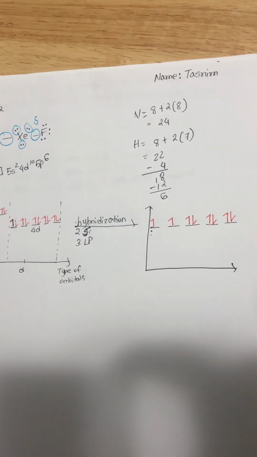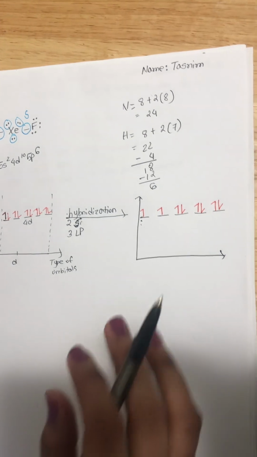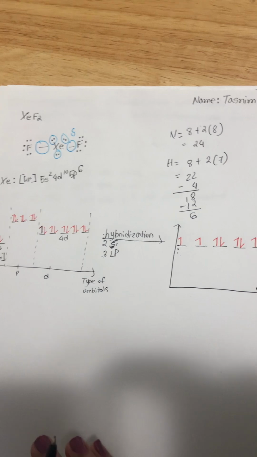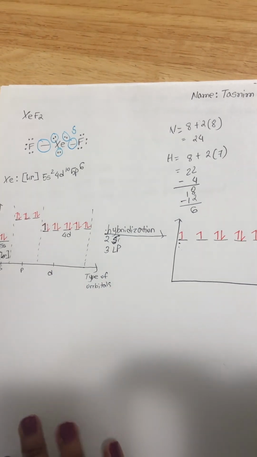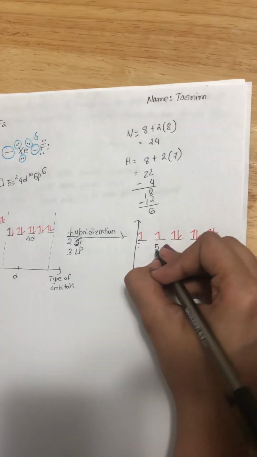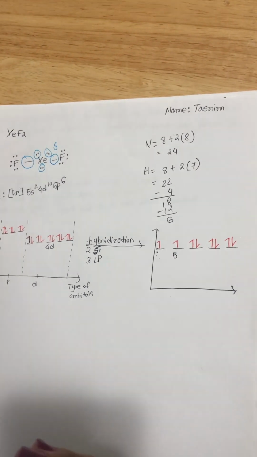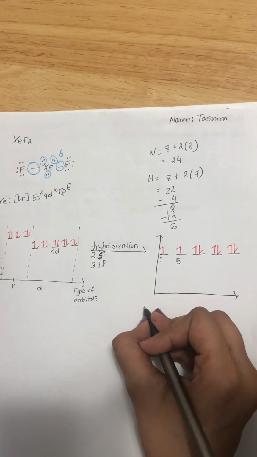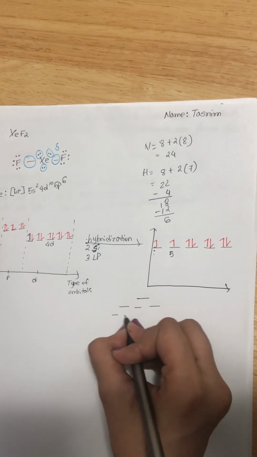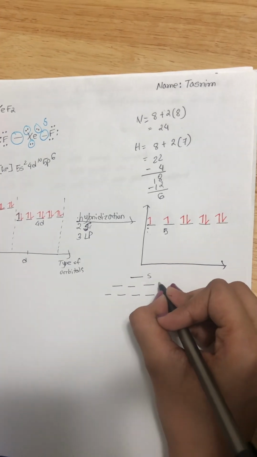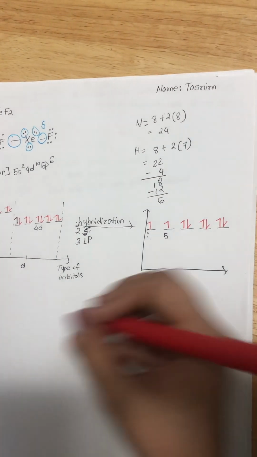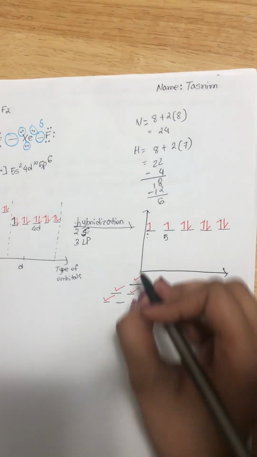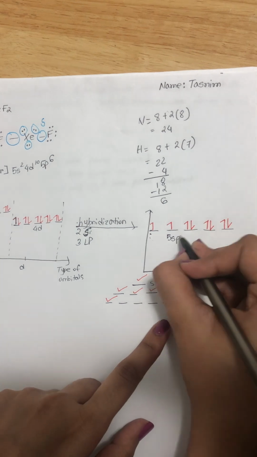Now we will name the hybrid orbital. First, we'll write the energy level number, which is 5 in this case, because the highest energy level is 5. There are 2 sigma bonds and 3 lone pairs, so xenon difluoride needs 5 hybrid orbitals in total, as we said. One, 2, 3, 4, and 5. Its name will be 5sp3d.